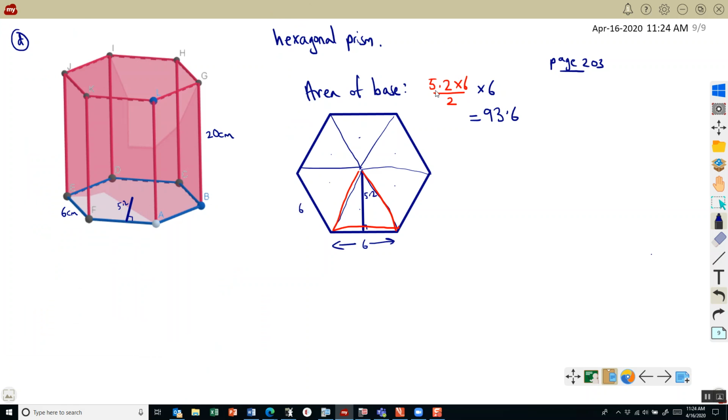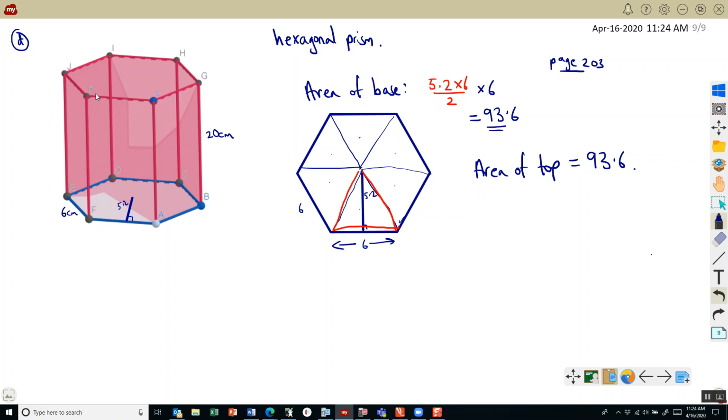So just to clarify, the piece in red is the area of this red triangle. I did half base times height, 5.2 times 6 divided by 2. This is the area of the red triangle. To work out the area of the total hexagon, there are 6 of these little triangles. So I'm going to multiply the area of one triangle by 6, and that gives me the total. Right, what about the area of the top? The area of the top is exactly the same as the area of the base. So again, that is 93.6.